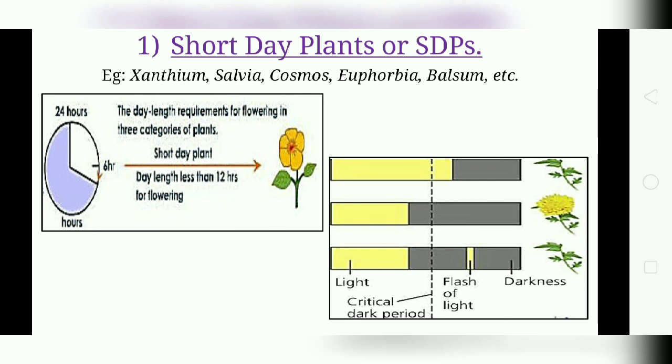In short day plants, light is just useful for photosynthesis. Examples of such plants are rice, soybean, sugarcane, tobacco, potato, strawberry, then salvia, cosmos, euphorbia, balsam and bryophyllum. So these are the examples.